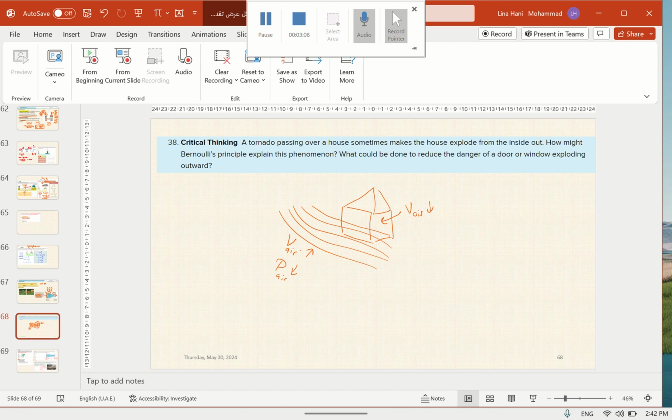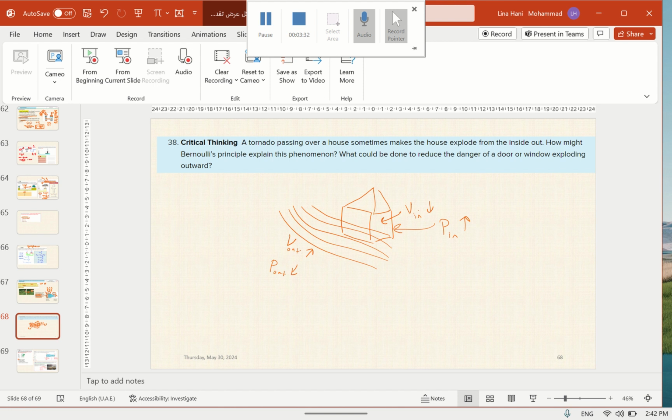Let's call this one V out and P out. But because inside the house the velocity of the air is very slow, then the pressure of it would be very high. Let's call that V in, and this is P in.